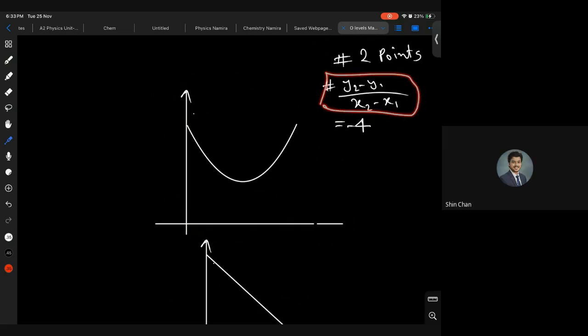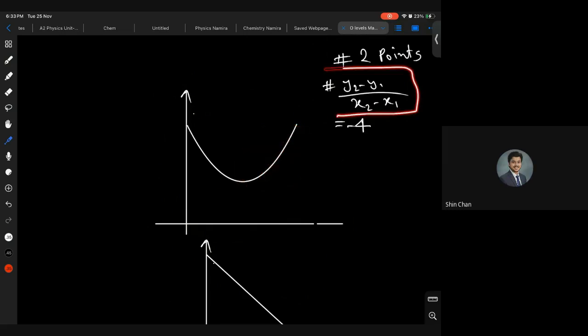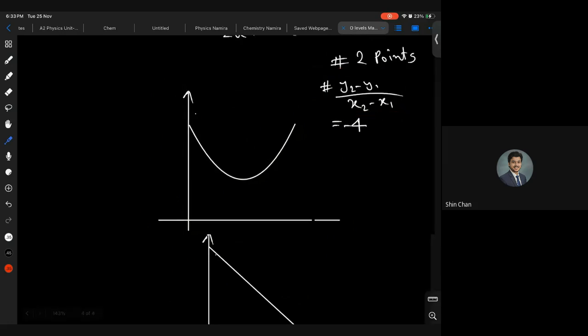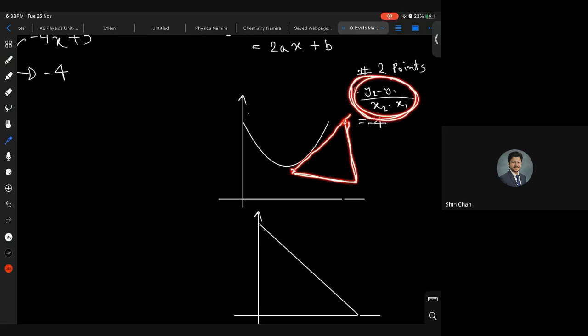So how do you find the gradient? Here there is a gradient, right? Yes, sir. But we cannot use this formula. So what can we use now? We would use the tangent. We can draw a tangent, then find two points and use the y2 minus y1 format to calculate it.